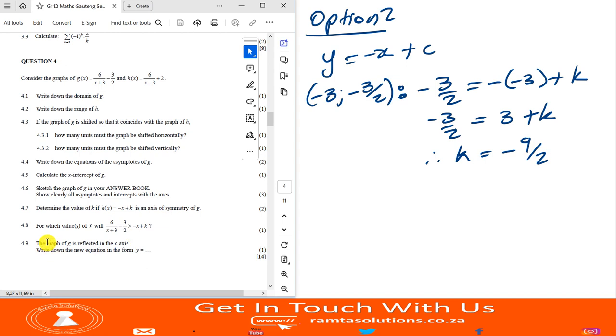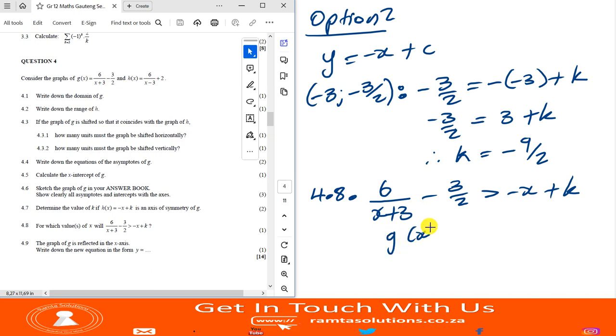Perfect. 4.8. So 4.8, we have, they say, for which value or values of x will this guy, I want you to look at this, 6/x plus 3 minus 3/2 be greater than -x plus k. Okay, so what is this? This, you have seen it, is what you call your g of x, right? And then what is this guy? You just calculated him now. He was your -x minus 9/2.